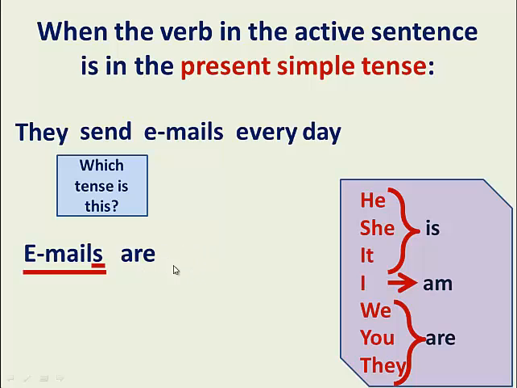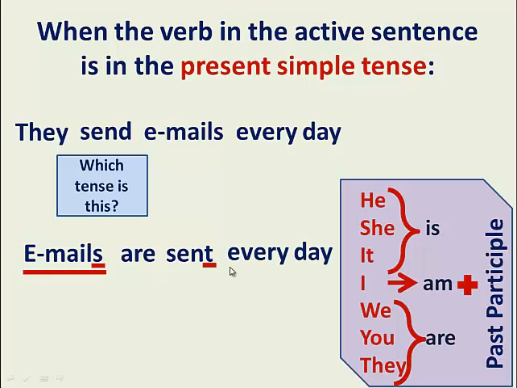The second part should be the past participle of the verb send. What's the past participle of the verb send? Sent is the answer. Emails are sent. And then complete the sentence with the adverbs of time or adverbs of place, okay? Or with any other complement. So emails are sent every day.